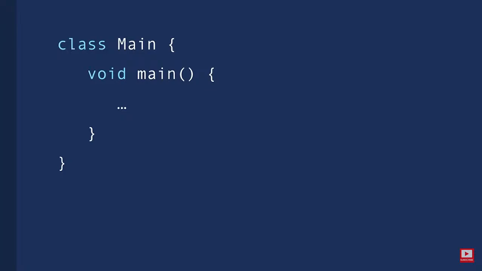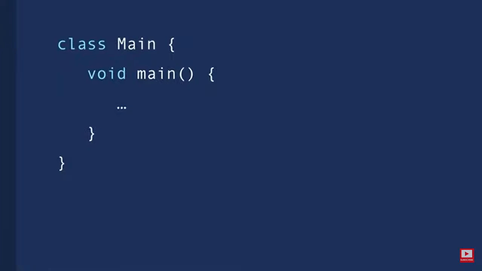Now, in Java, all these classes and methods should have an access modifier. An access modifier is a special keyword that determines if other classes and methods in this program can access these classes and methods. We have various access modifiers like public, private, and so on.